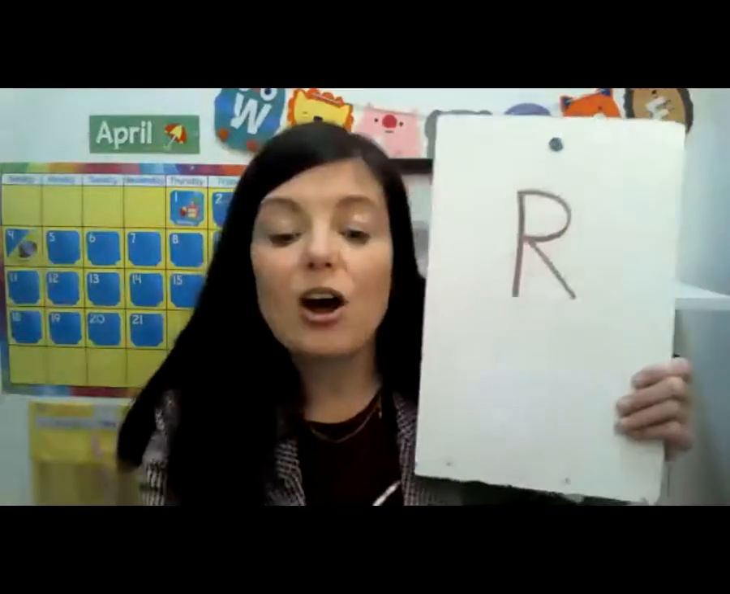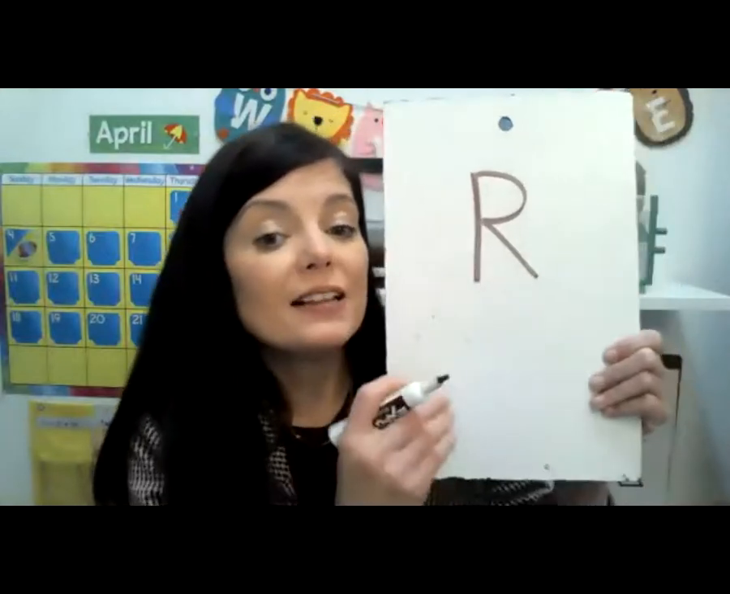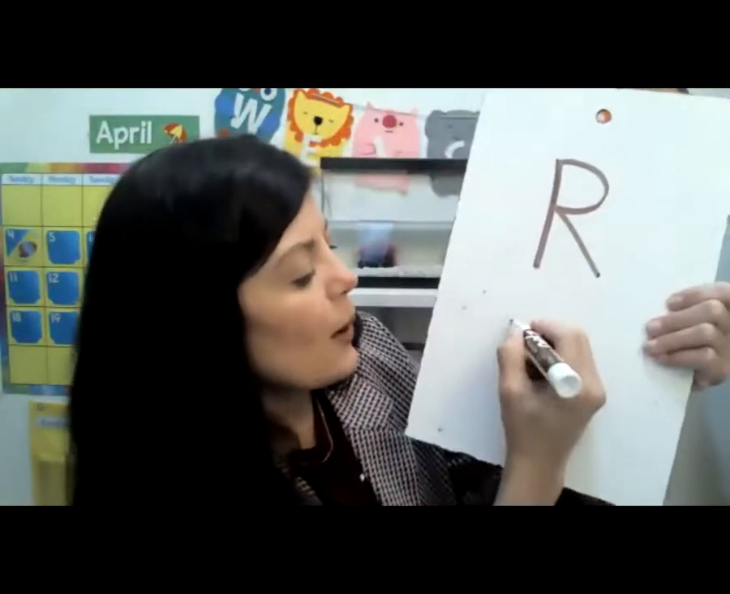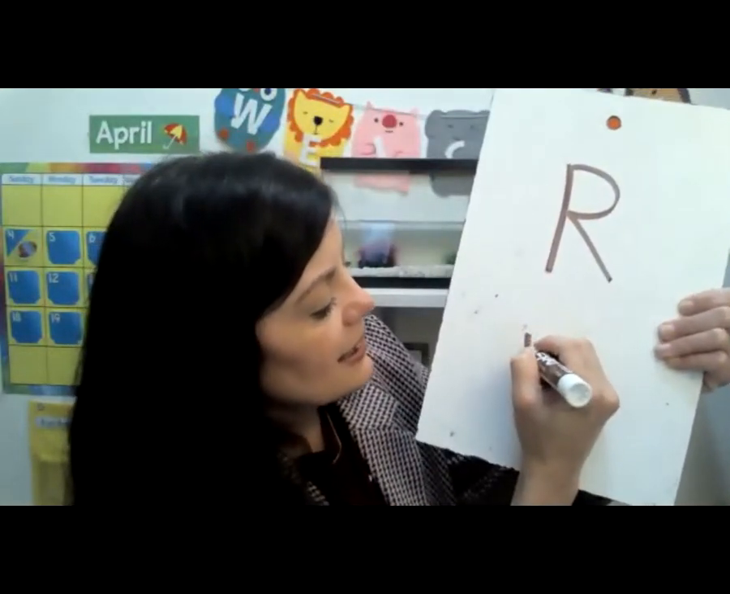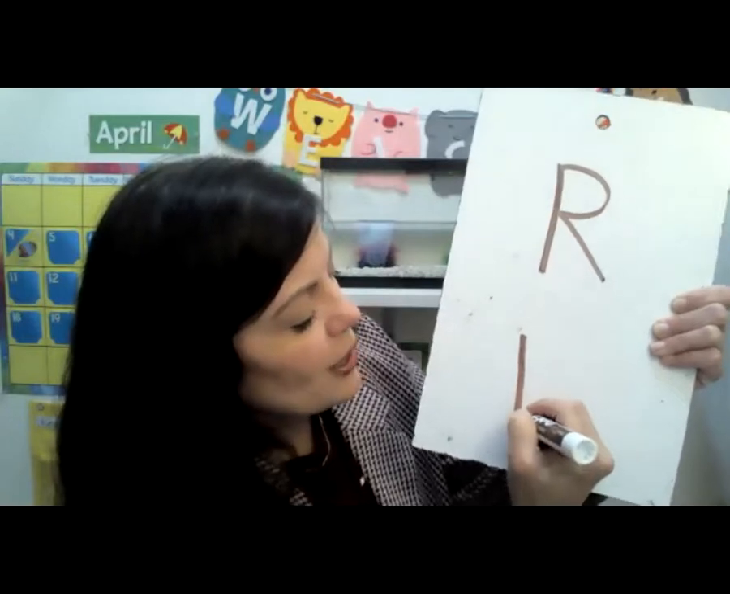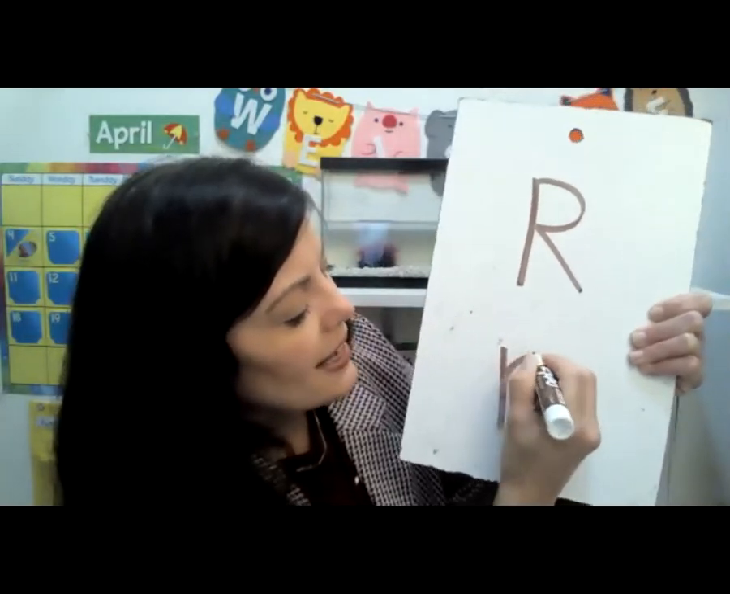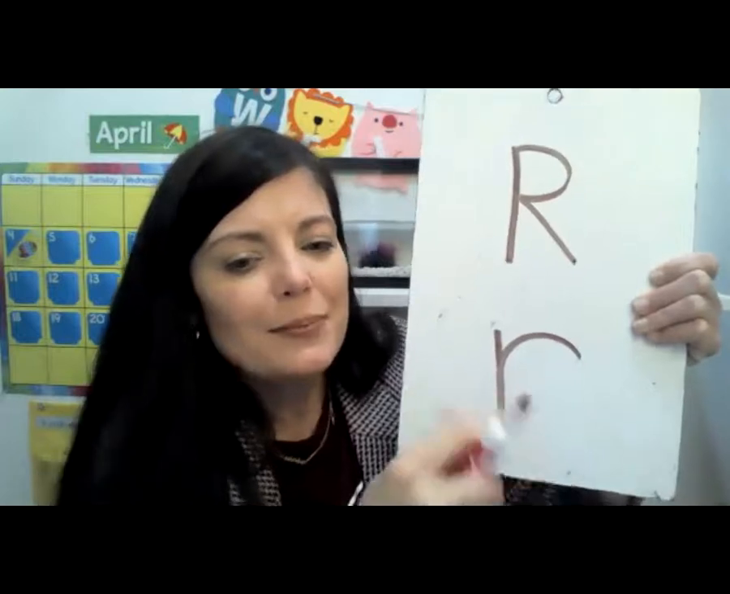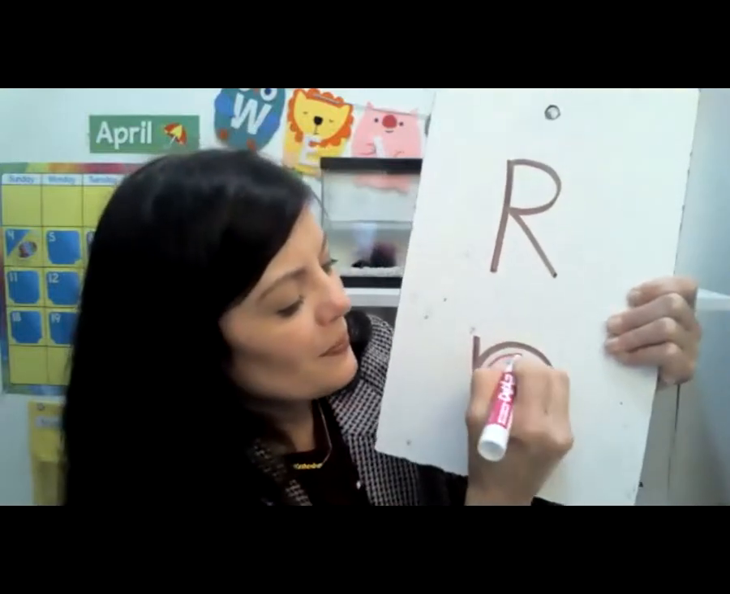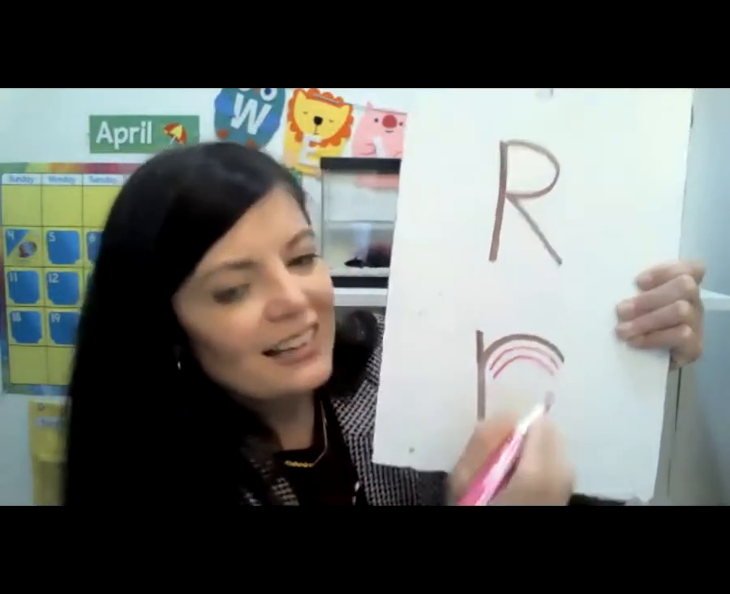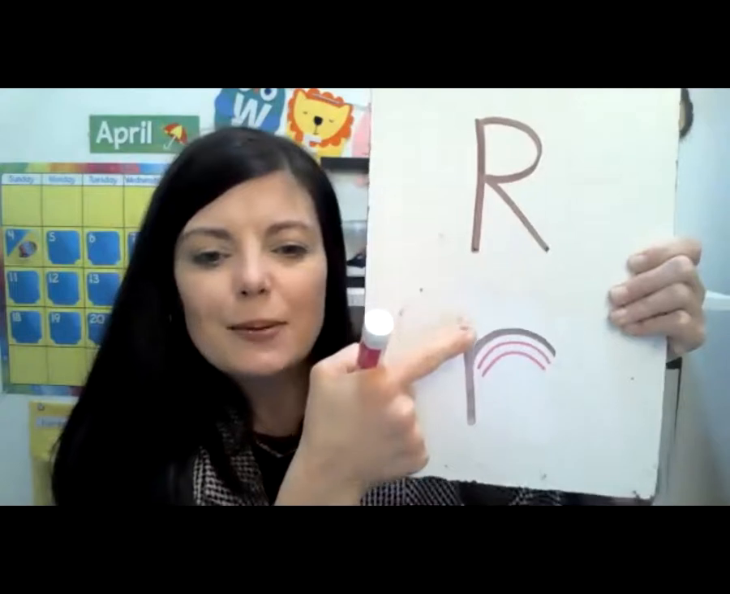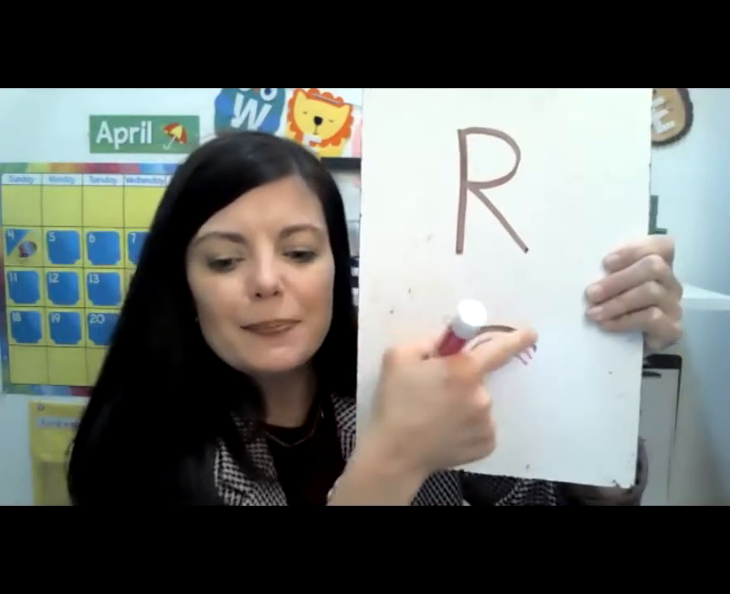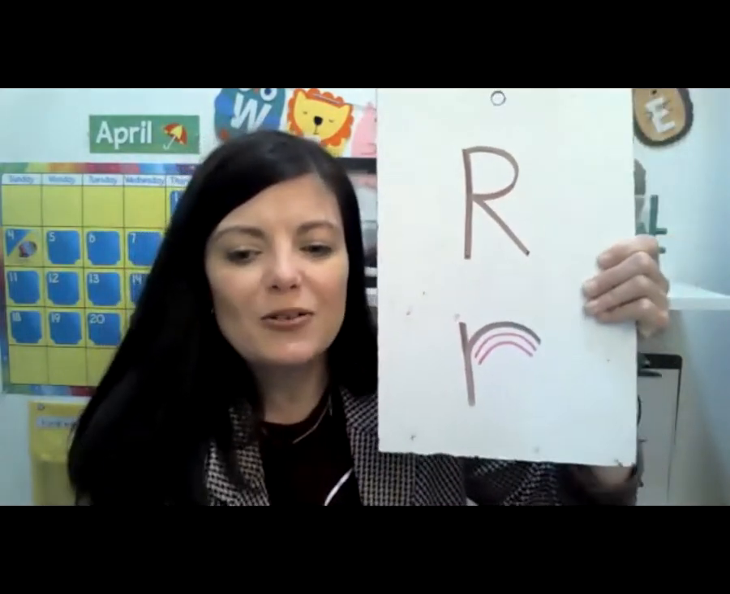Well, the uppercase R had a big number 1, and the lowercase r has a little number 1. Watch this. It's a little number 1. Trace back up and over, just like that. This part looks like a rainbow. Let me show you. See, that kind of looks like a rainbow. So make that number 1, trace back up, and then make a rainbow that goes over.